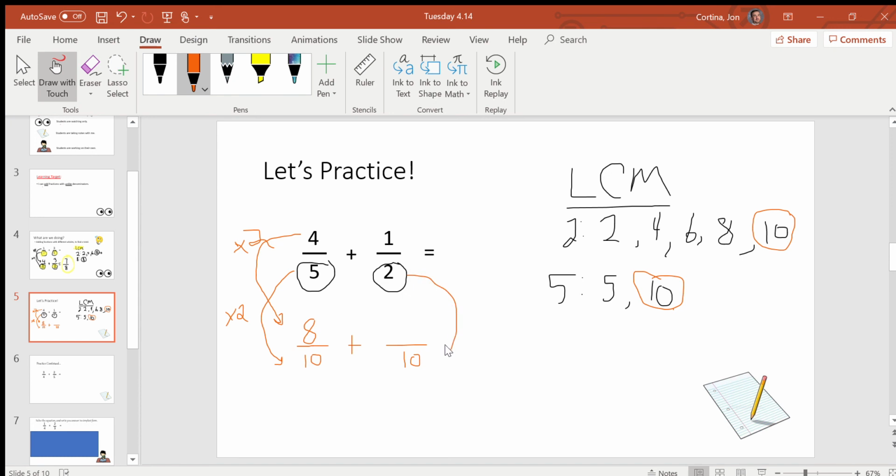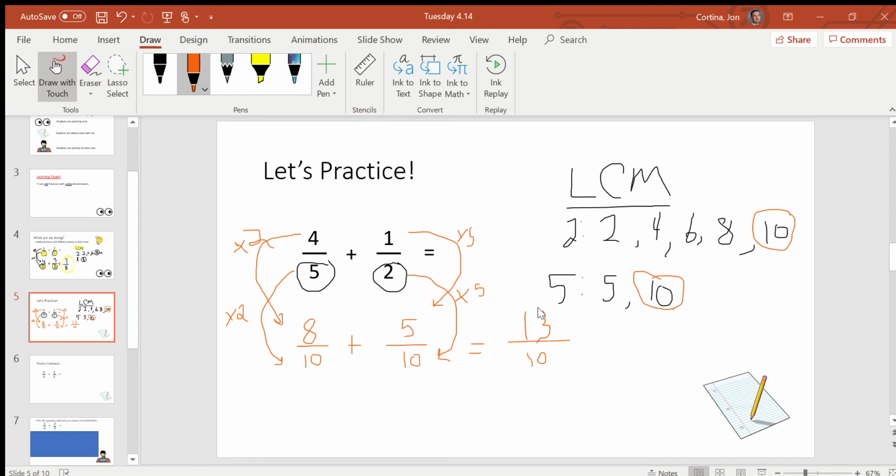Well, how did we get from 2 to 10? Well, we found multiples and we multiplied by 1, 2, 3, 4, 5. 2 times 5 gives us 10. And whatever we do to the bottom, we need to do to the top. So 1 times 5 gives us 5. Now that we have two fractions with a common denominator, we simply add across the top. And we get 8 plus 5, you got it, 13.